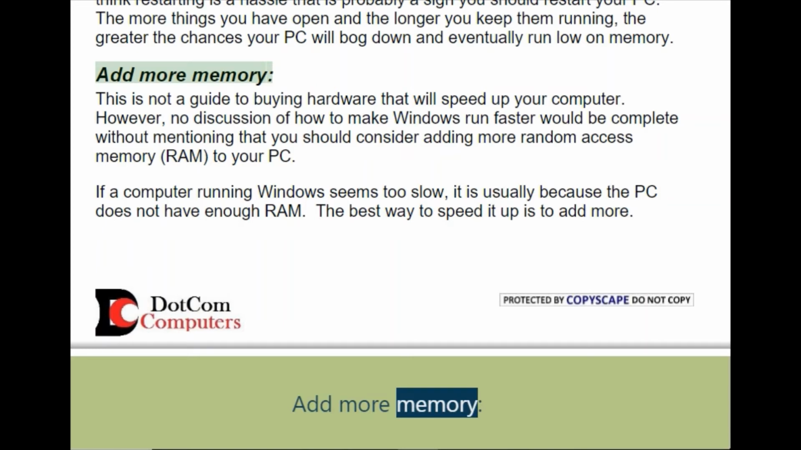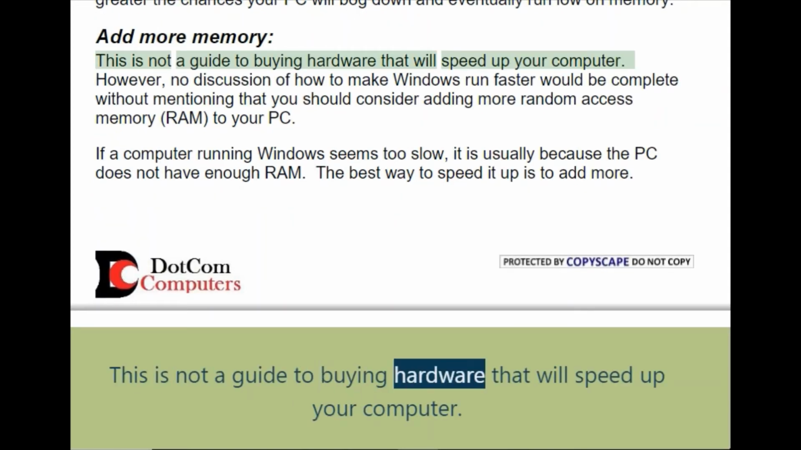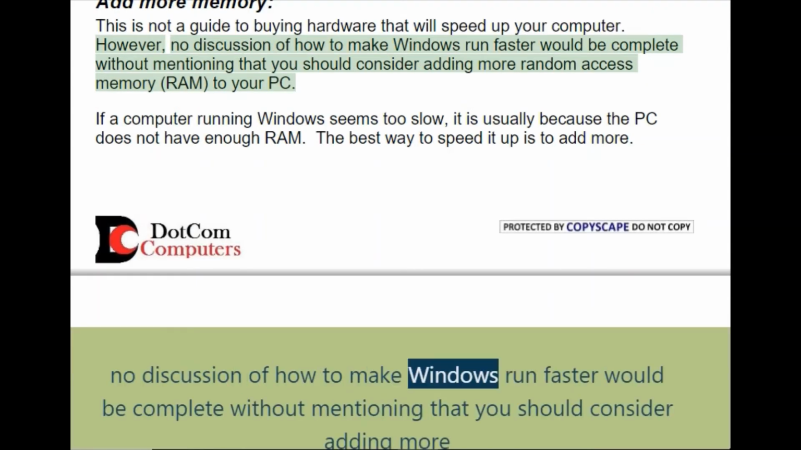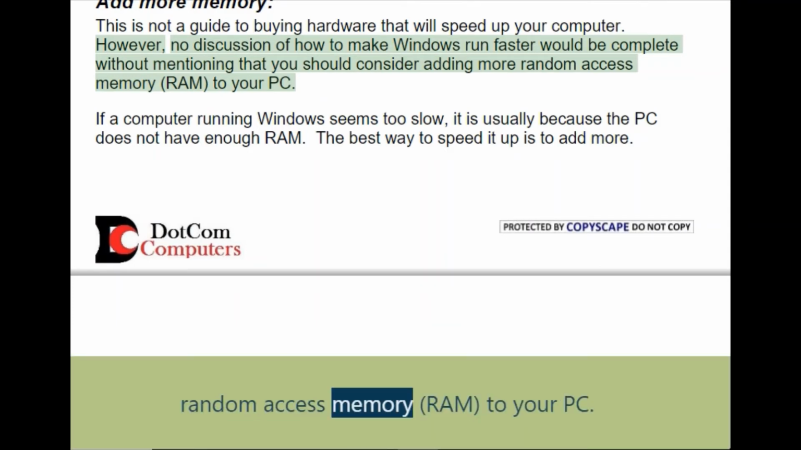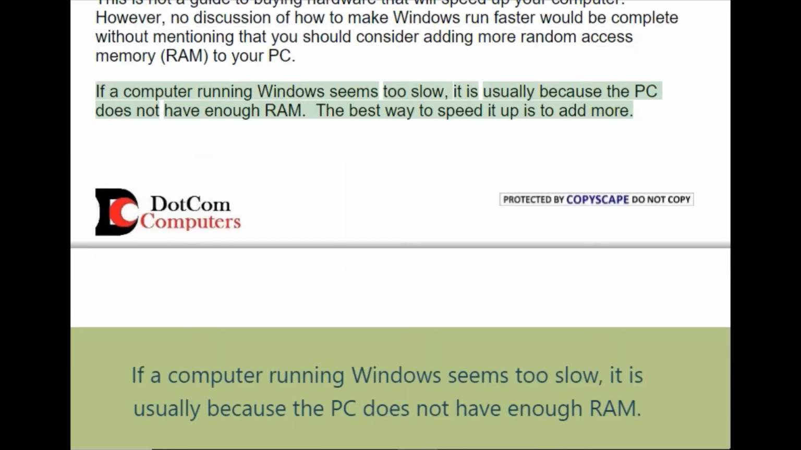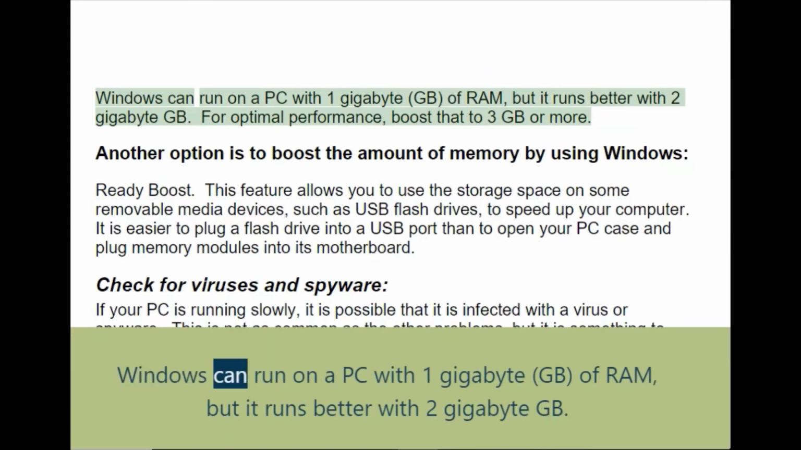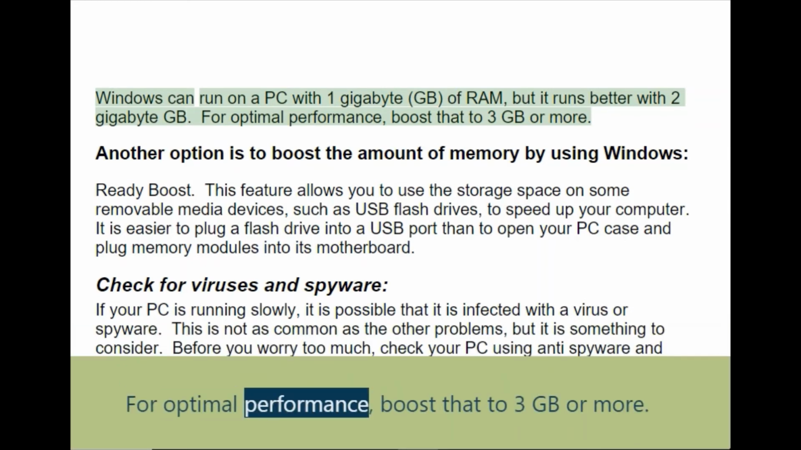Add more memory. This is not a guide to buying hardware that will speed up your computer. However, no discussion of how to make Windows run faster would be complete without mentioning that you should consider adding more random access memory, RAM, to your PC. If a computer running Windows seems too slow, it is usually because the PC does not have enough RAM. The best way to speed it up is to add more. Windows can run on a PC with 1 GB of RAM, but it runs better with 2 GB. For optimal performance, boost that to 3 GB or more.